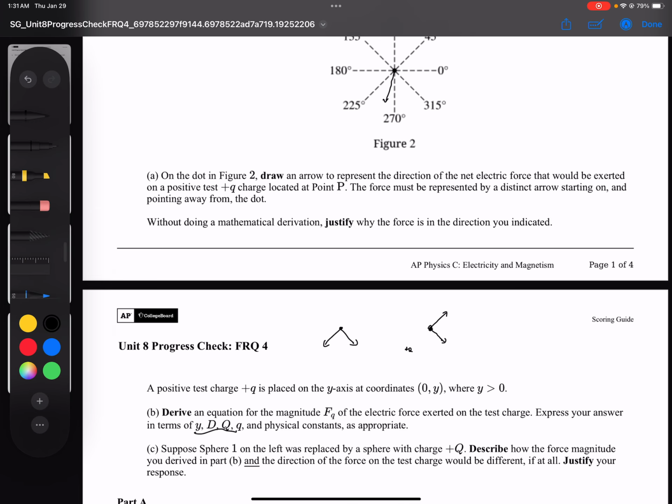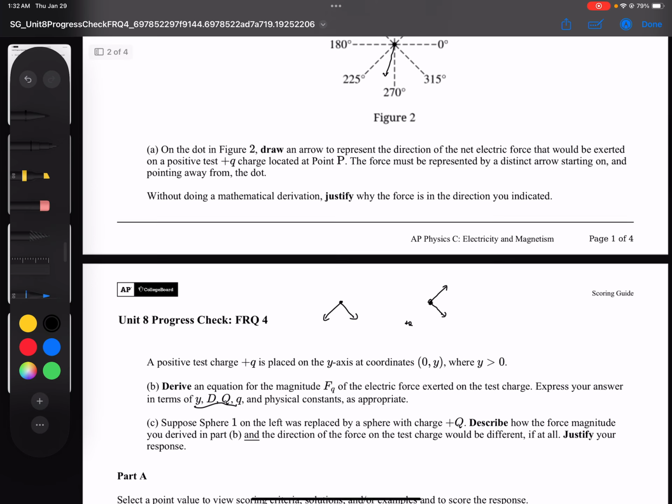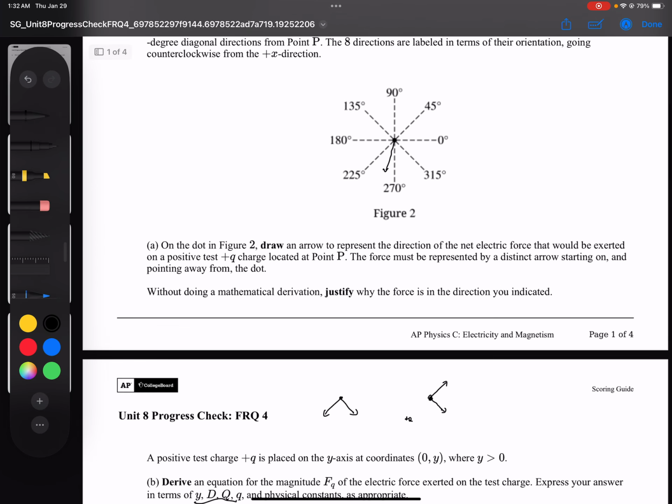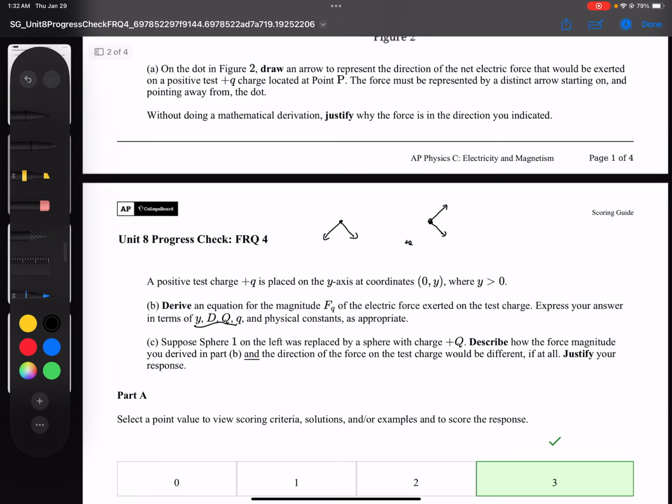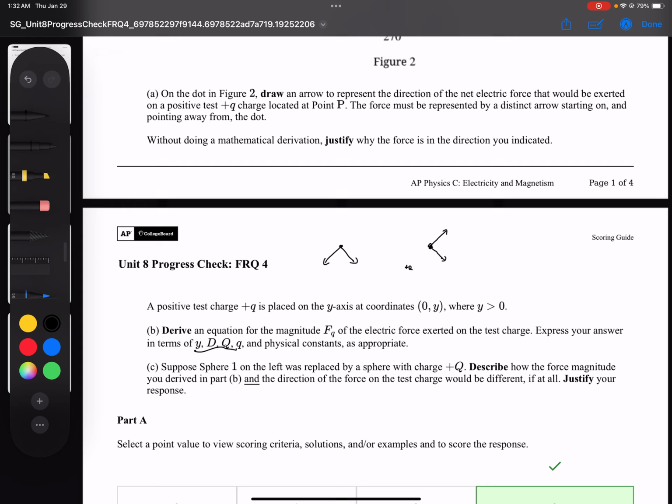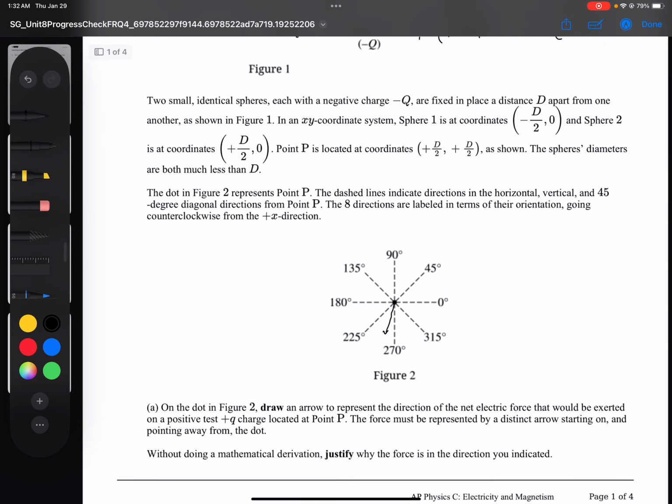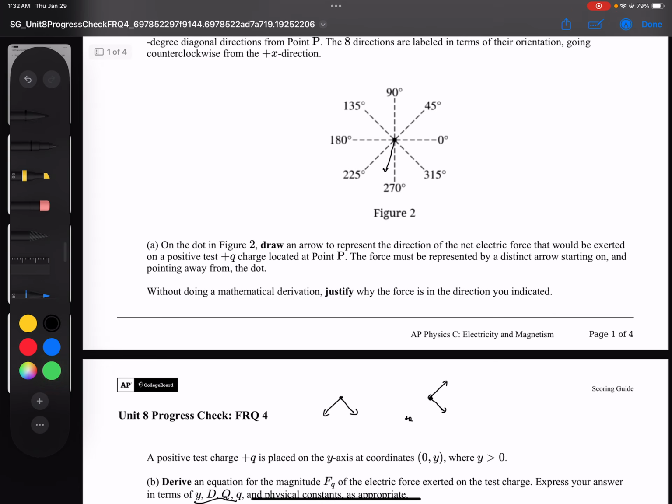All right, so describe how the force magnitude you derived in part B and direction of the force on the test charge would be different, if at all. So the force magnitude would be no different because the magnitude of the forces didn't change. And in terms of the relative angle, that also didn't change. And then the final question is, the direction of the force on the test charge would be different. Justify your response. So here, when we did the net force, I'll draw it in green, we had a net force pointing in the negative y direction. And here, we're going to have a net force pointing in the positive x direction. That's the only difference. The magnitude of the forces stays the same.